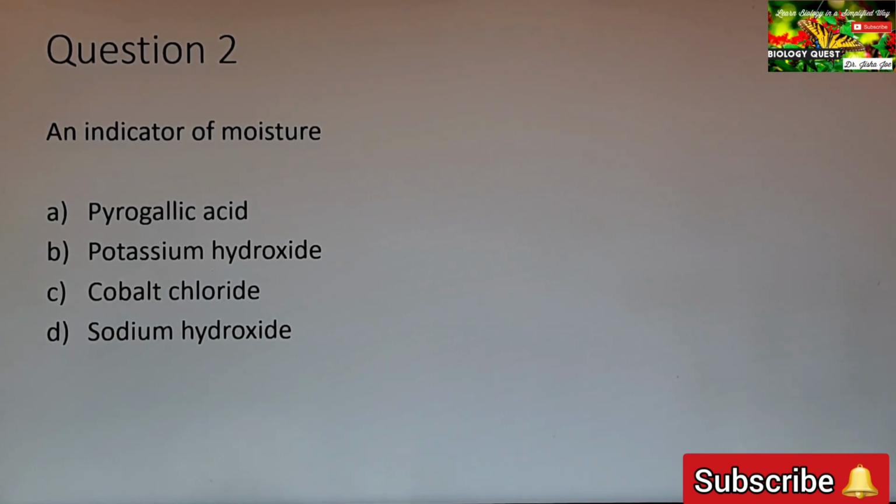Cobalt chloride is used in transpiration experiments. It is an indicator of moisture. Dry cobalt chloride paper is blue in color, and when it absorbs moisture, it turns pink. And option D, sodium hydroxide, is also a chemical that is used to absorb carbon dioxide from the air. So what is the correct answer? Answer is cobalt chloride.